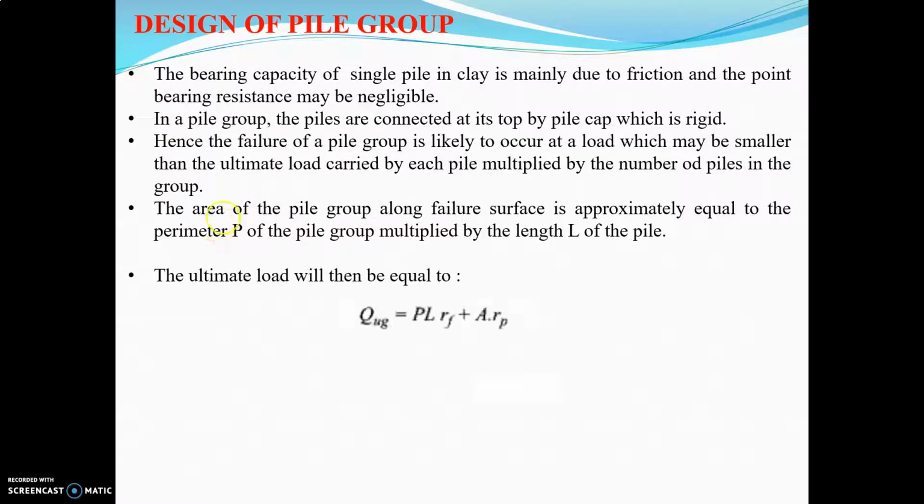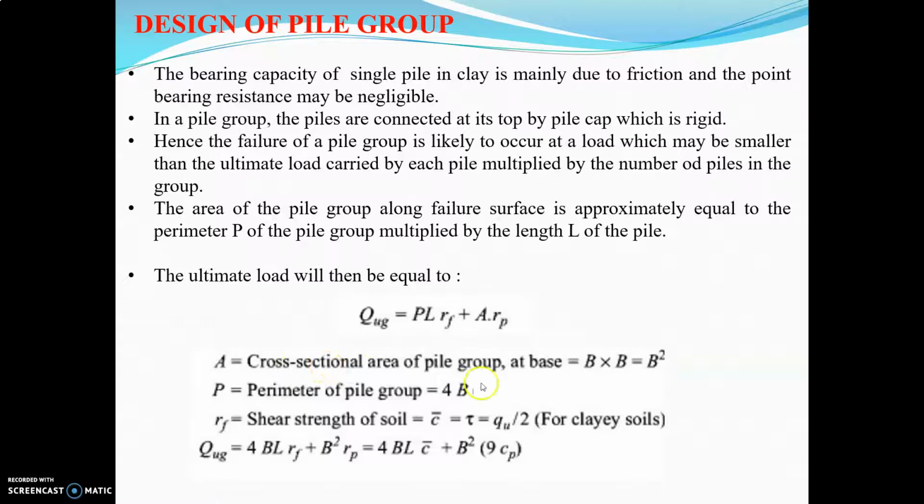The ultimate load will then be QUG equals P into L into RF plus A into RP, where A is the cross-sectional area of the pile group at the base, B into B equals B squared, P is the perimeter of the pile group, that is 4B, and RF is the shear strength of soil, that is tau equals QU divided by 2 for clay soil. If you substitute all these values in this equation, what do we get?